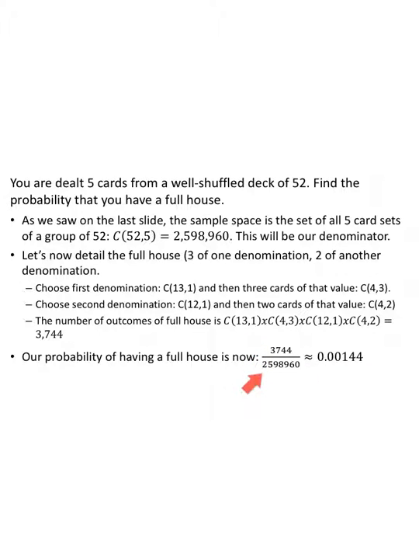3,744 different ways out of 2,598,960 different 5-card hands. Your chance of being dealt a full house is less than 1%. It's just over 1/10 of 1%. So not very likely, but you know, you get there eventually.